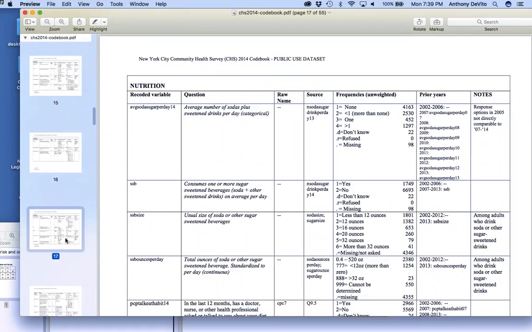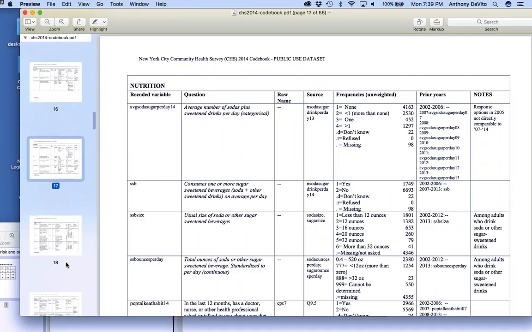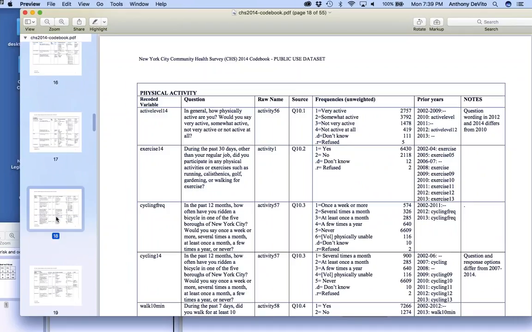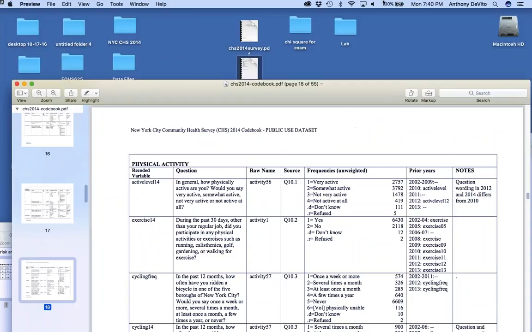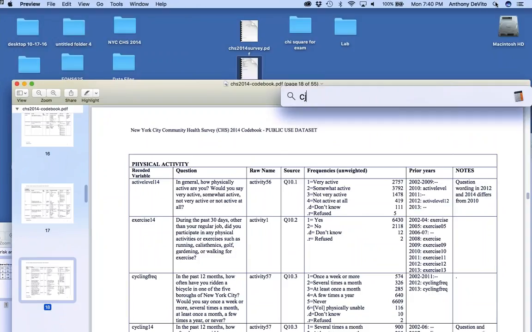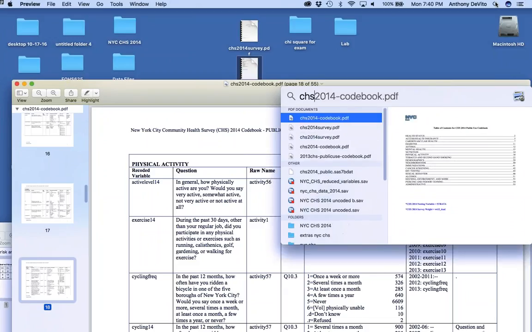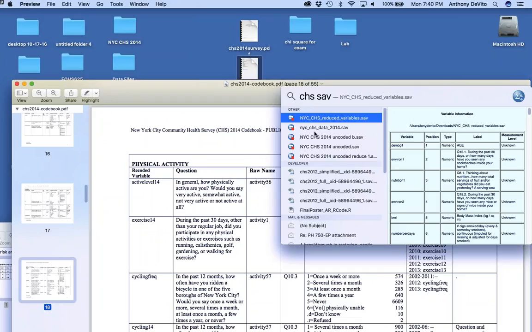Now, there are numerical variables in here, but by and large, 80–90% of these variables are categorical variables, right? So you'll need something that you can evaluate these relationships with that will work with categorical variables. There's your chi-square, there's your odds ratio, there's your relative risk, right? Let me see if I can find the actual file itself. CHS 2014 SAV. Here we go.